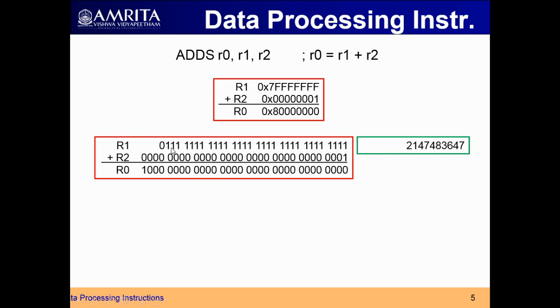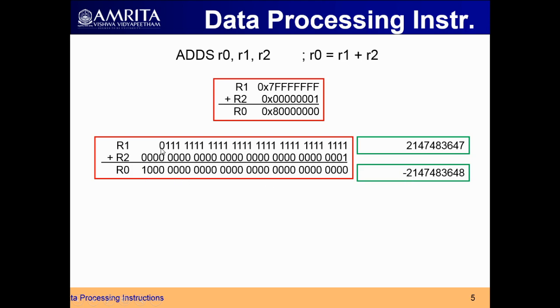So 7FFF in decimal is a positive number. When you are adding 1 to it, what will happen? You will get 8000. So what is this number? What is the sign of this number? The MSB has been changed to 1. That means the sign has been changed to negative.